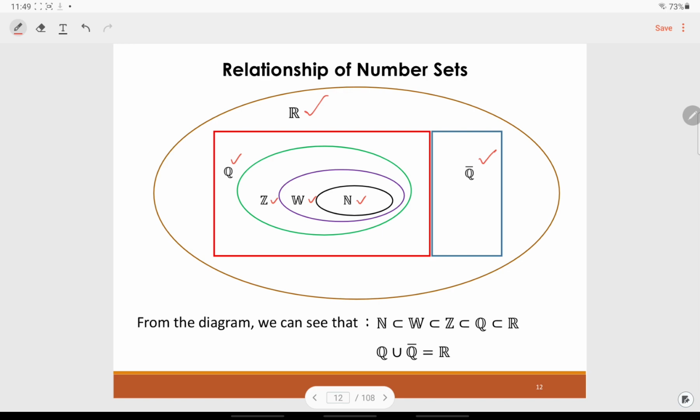From the diagram we can see that natural numbers are a subset of whole numbers, which are a subset of integers, a subset of rational numbers, and rational numbers are a subset of real numbers. So the combination, or the union, of these two sets, rational and irrational numbers, forms the real number set.